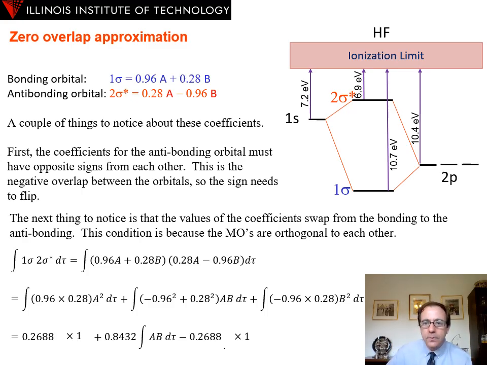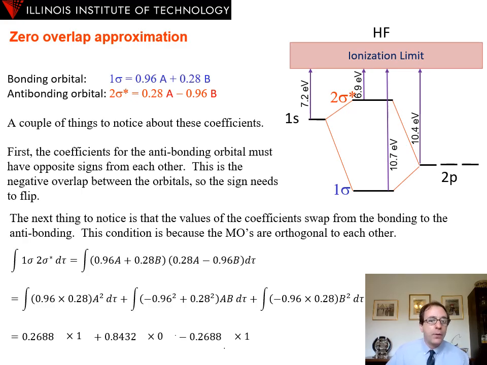So now, that's easy. In fact, we can see that those numbers are going to cancel each other out because we have 0.2688 times 1 minus 0.2688 times 1. So what about that middle term? What's going to happen with that middle term? That is the a times b d tau. That's the overlap integral. And this is the zero overlap approximation. It's the title of the slide. We've been doing this for the last 5 slides. That integral goes to 0.